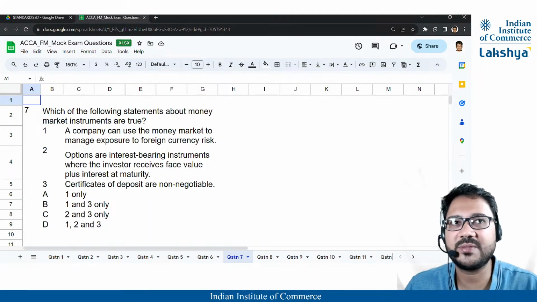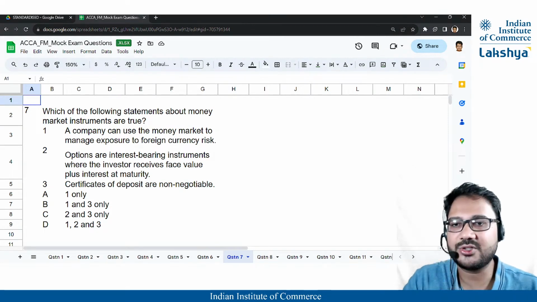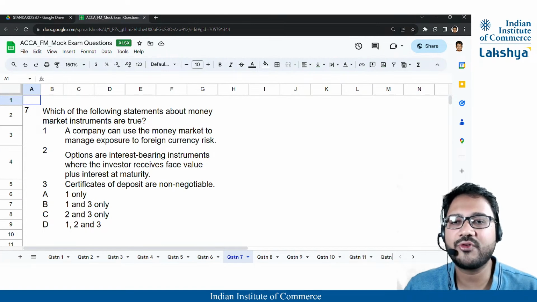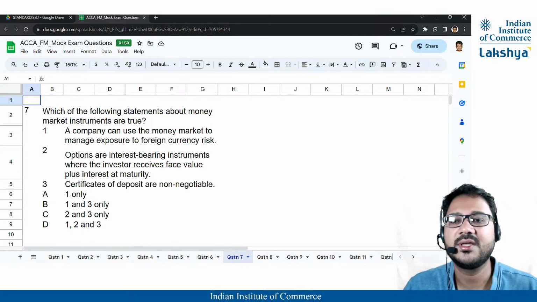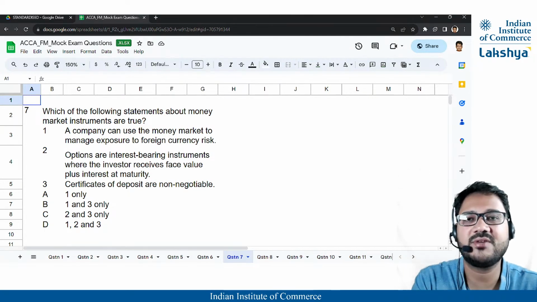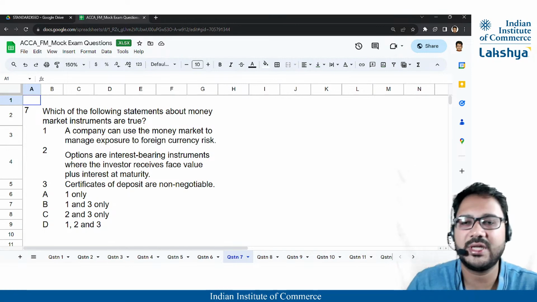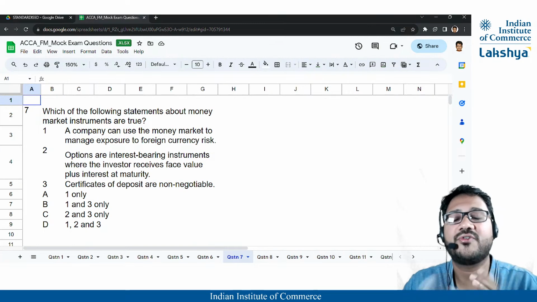Which of the following statements about money market instruments are true? A company can use the money market to manage exposure to foreign currency risk. We had studied that yes, you can use the money market. Basically, you are investing or depositing in one country and you are borrowing in another country. That's how you can manage your foreign currency risk.